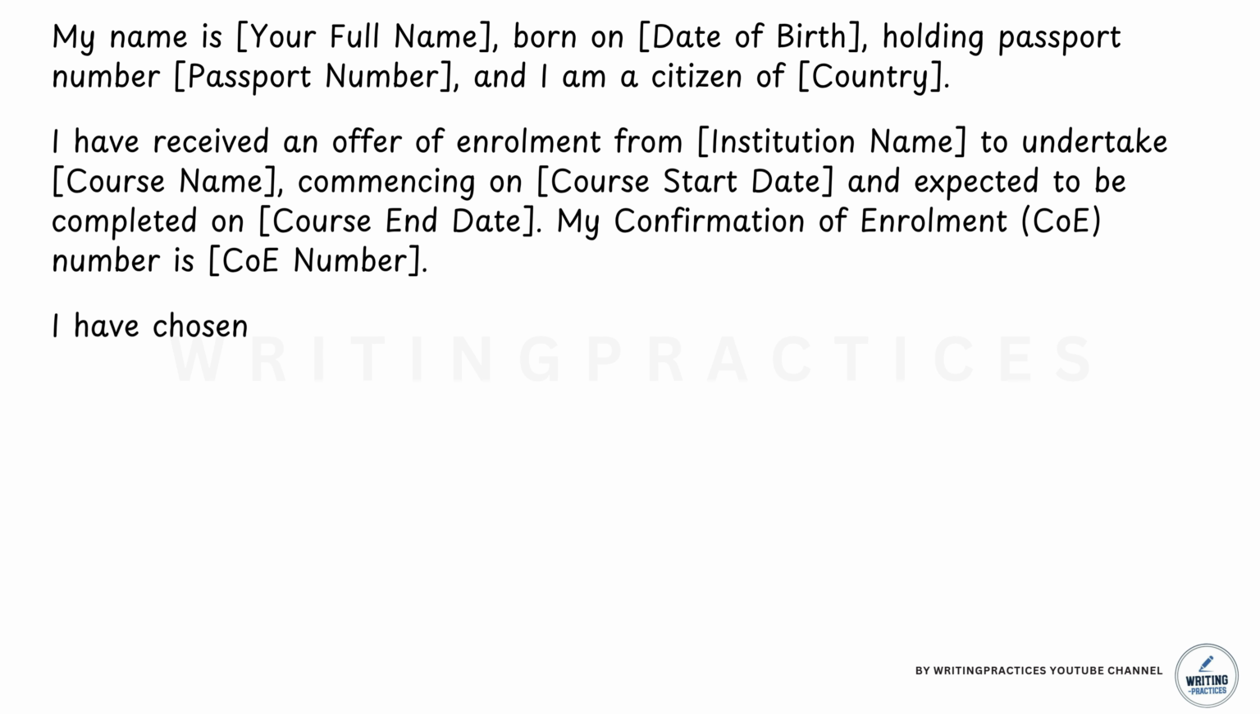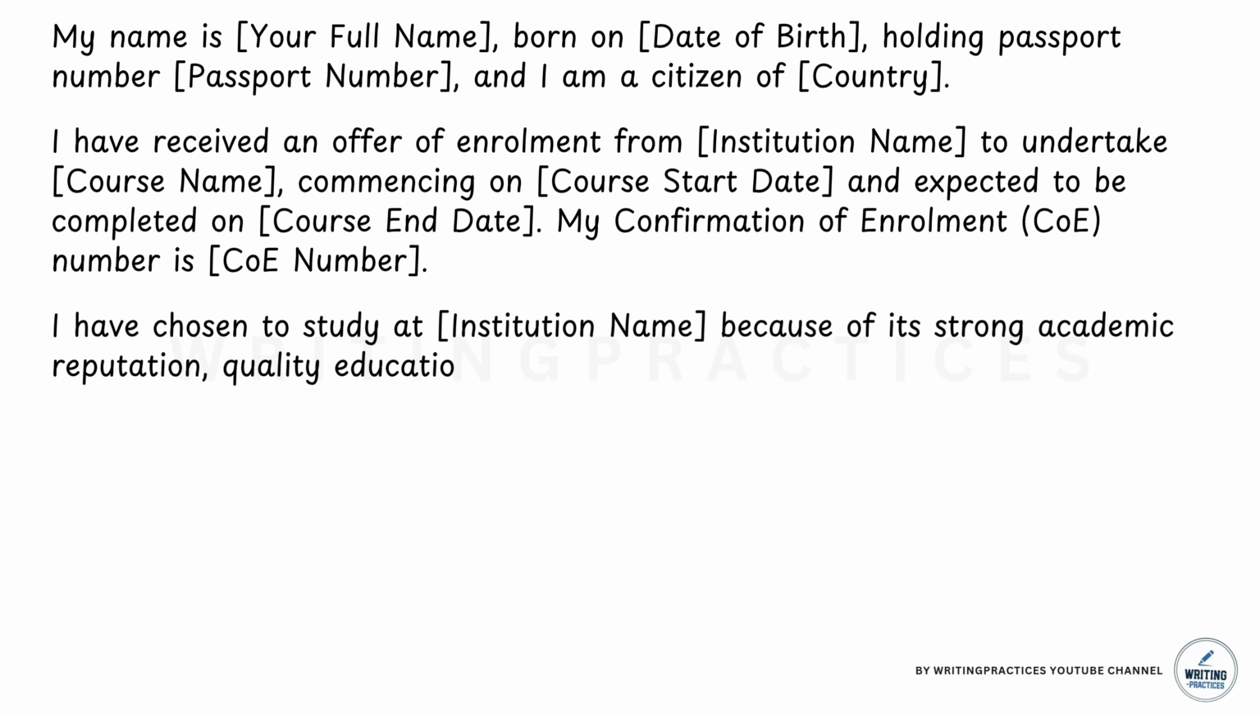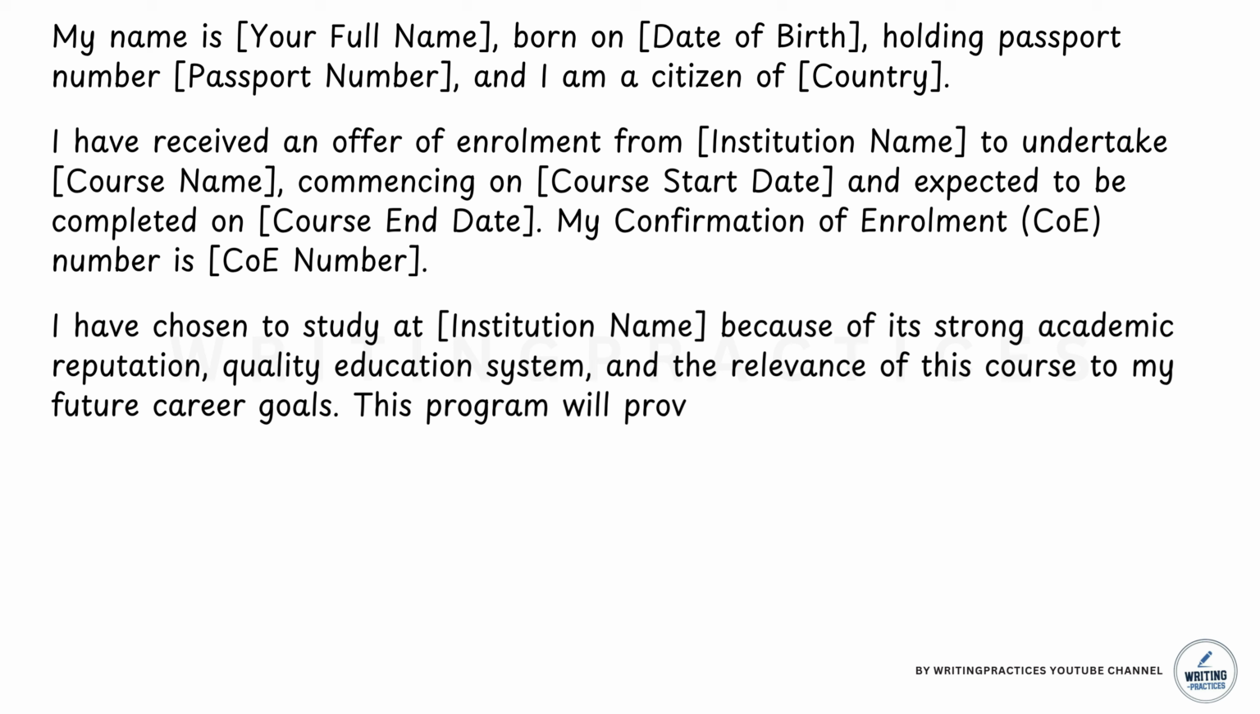Fourth paragraph, reason for choosing the course. Explain why you selected this institution and course. Example, I have chosen to study at the University of Melbourne because of its strong academic reputation, quality education system, and the relevance of this course to my future career goals. This program will provide me with the knowledge and practical skills necessary to pursue a career as a software engineer in Canada.